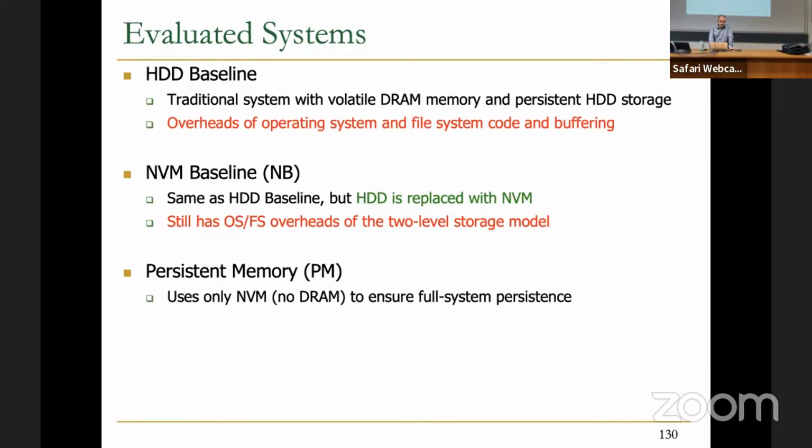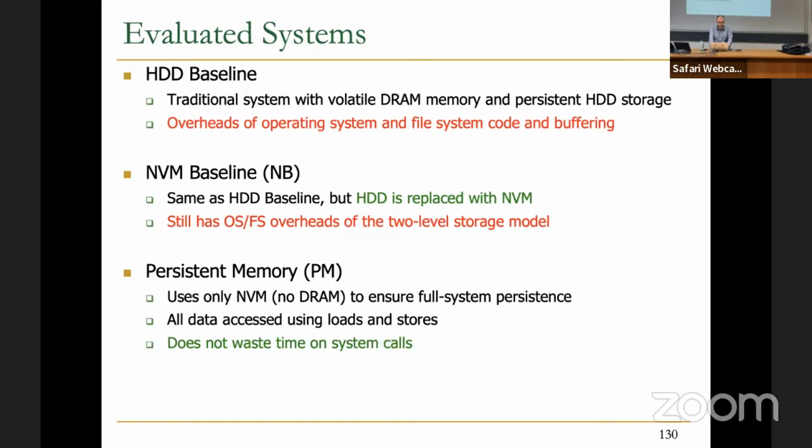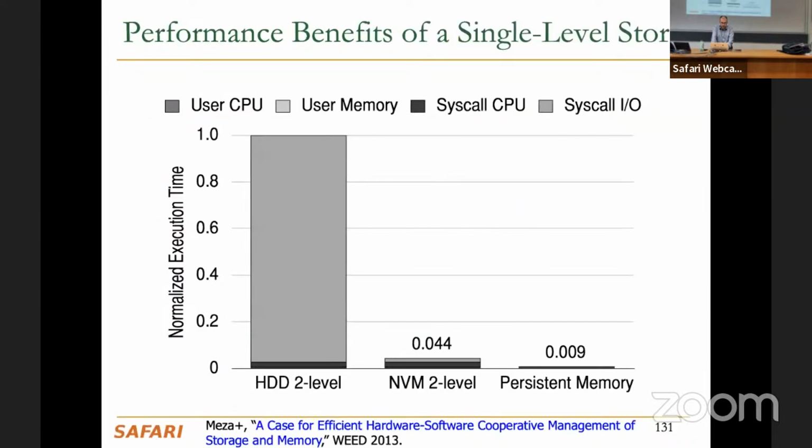And persistent memory, where we use only NVM and no DRAM to ensure full system persistence, and all data access uses loads and stores. So there is essentially no two-level storage model. It does not waste time on system calls, and data is manipulated directly on the NVM device.